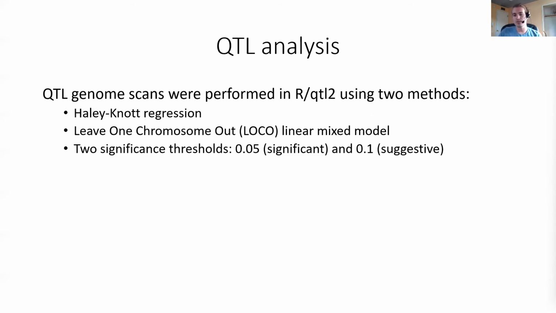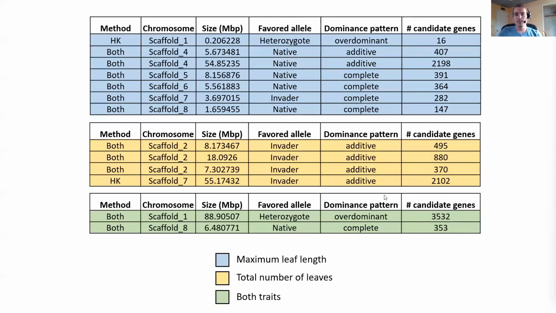And for the same reason, I used 2 different significance thresholds to call QTL peaks: the standard significance threshold of 0.05 and a suggestive threshold of 0.1. Using this method, I identified a total of 13 QTL peaks, 7 associated with maximum leaf length alone, 4 associated with total number of leaves alone, and 2 associated with both of these traits.